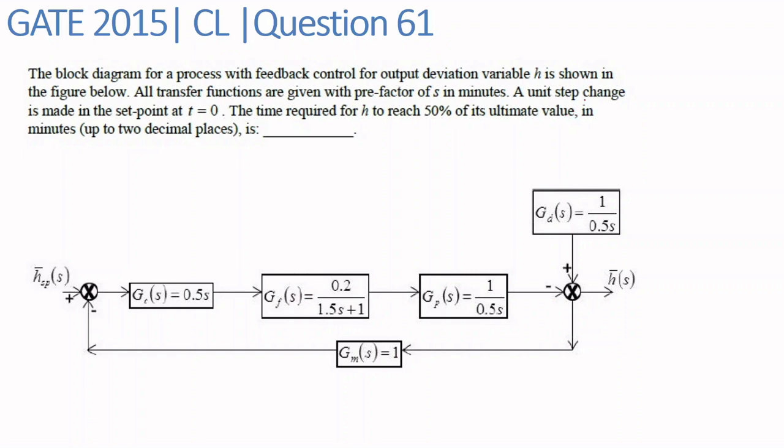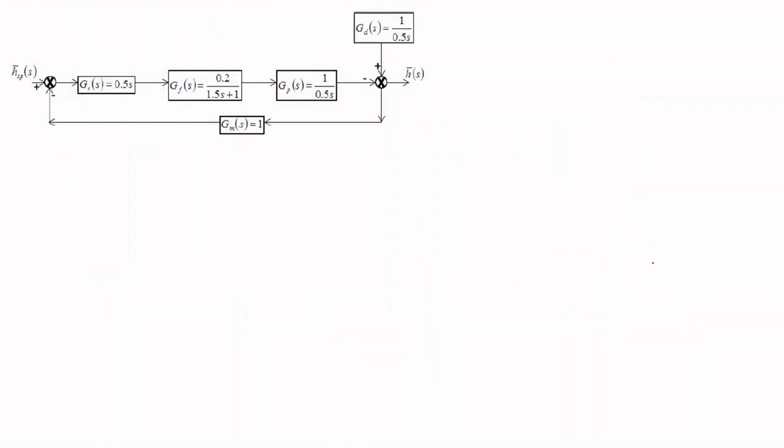So for the given process represented by the block diagram with feedback control, we have to find the time required by the output, that is h, to reach 50% of its ultimate value. To solve this question, first of all we will write the transfer function of the system and then find the corresponding equation for the output h. Then to find its ultimate value, we can use the final value theorem to find its final steady state value, and then we can simply calculate the time taken by the system to reach 50% of that value. So let's start solving the question.